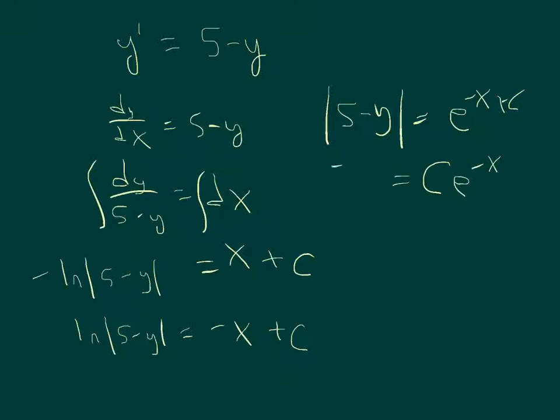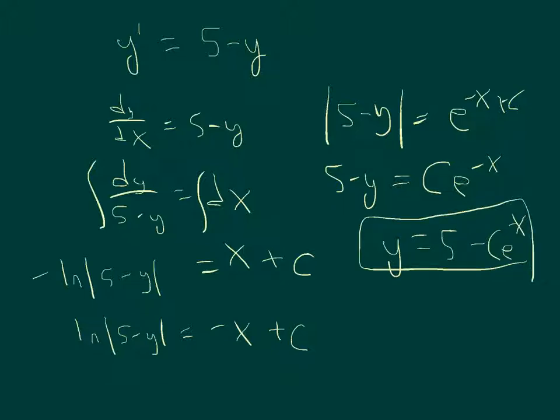And we can absorb the negative into that, get 5 minus y is equal to c e to the negative x, and then we can say that y is equal to 5 minus c e to the negative x as a general solution to that differential equation. Now, I'm going to show you guys a second method of doing this that I think you may like a bit more.